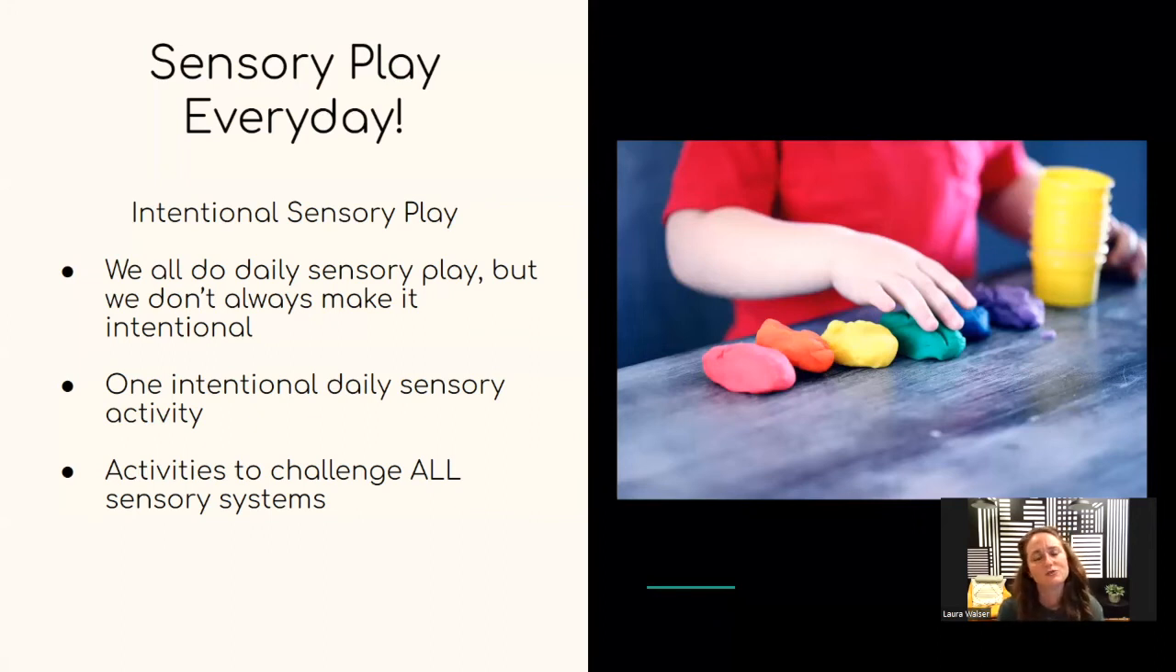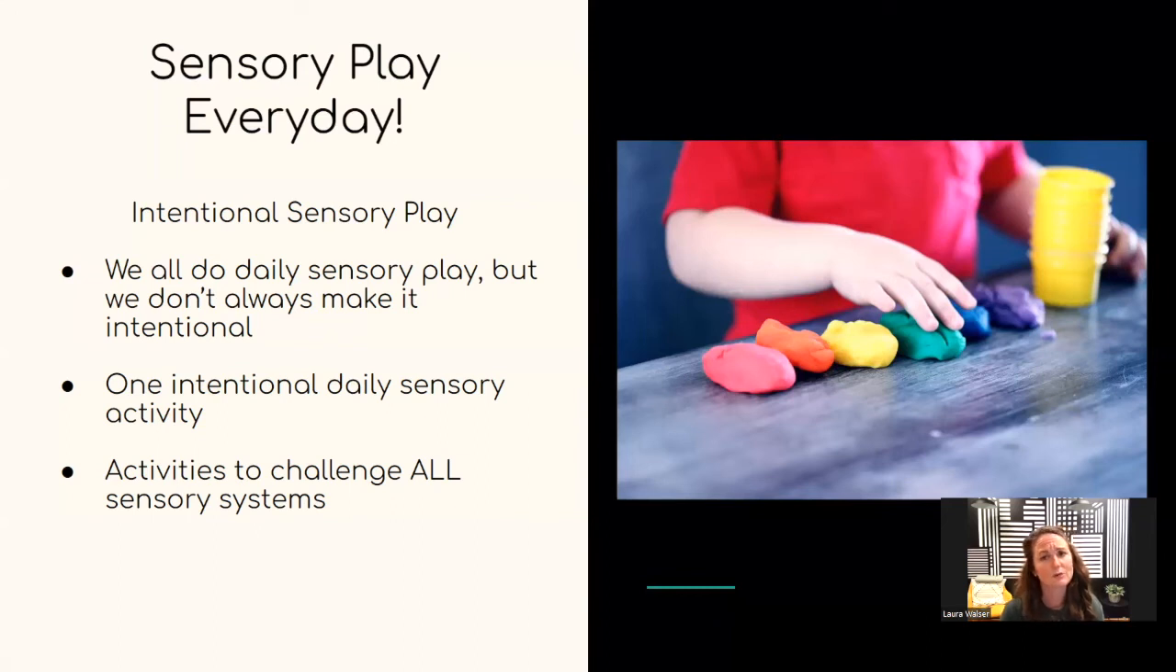And like I said, as you do these different activities, you're going to notice that each child has a different response. That's their sensory system. That's their sensory profile coming out. And we get to notice and see all of their unique differences with this and really better understand and respect them.